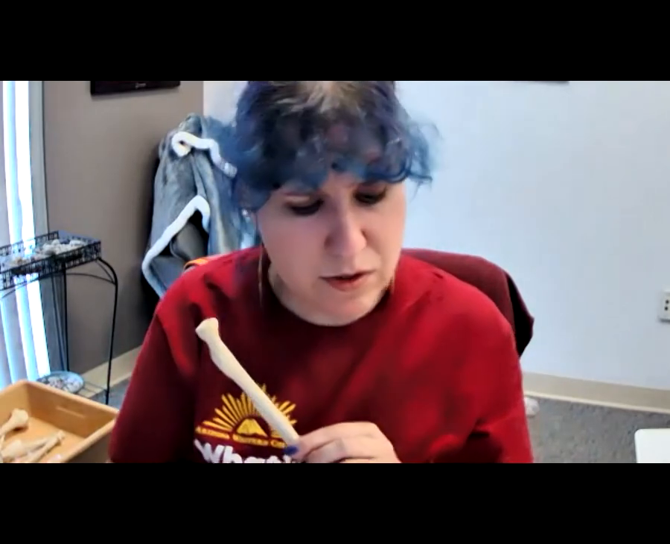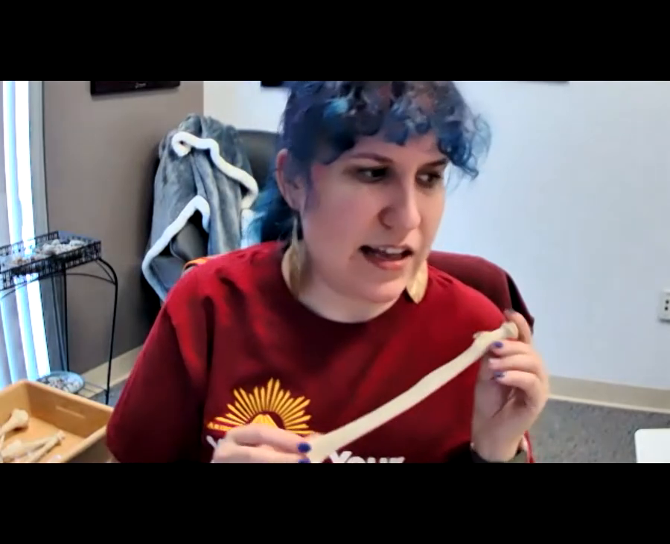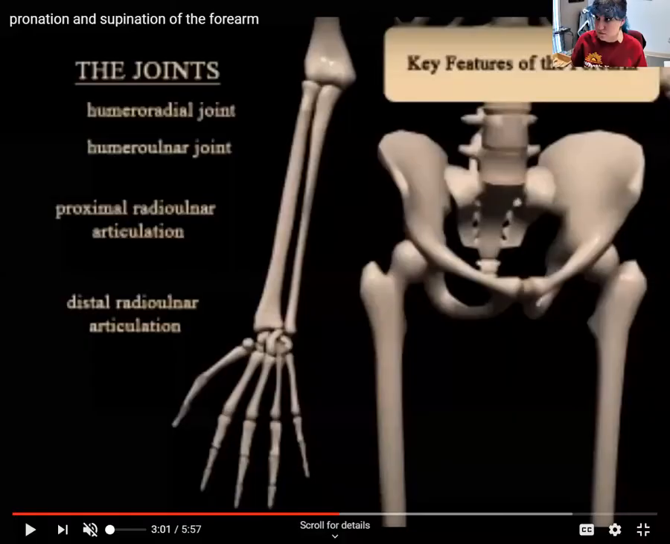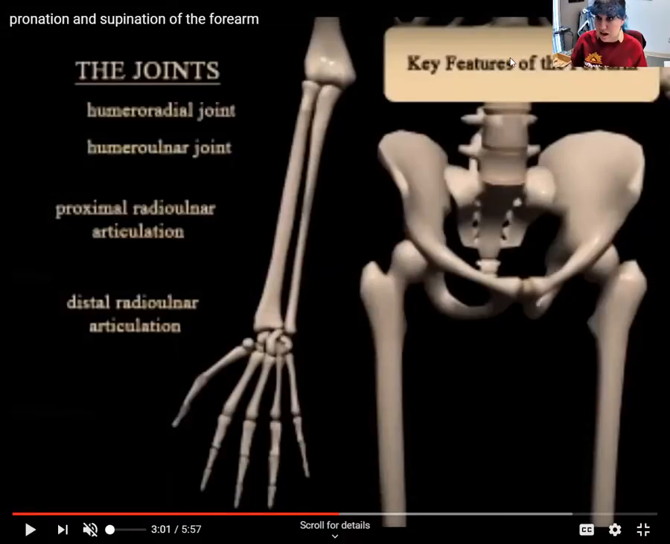So now I want to go ahead and show you quickly a video that demonstrates how the radius and ulna interact when your arm twists and pronates and supinates. So let me go ahead and share screen. Give me 1 second to get this set up. All right, so this is not my video, but what we're going to look at here is how the bones of that elbow joint articulate.